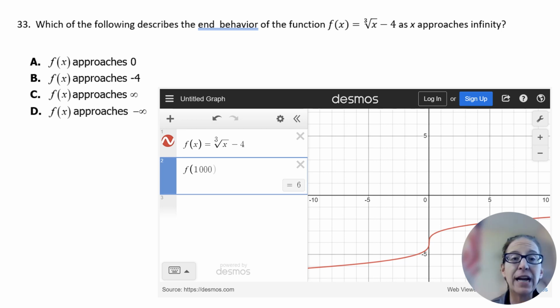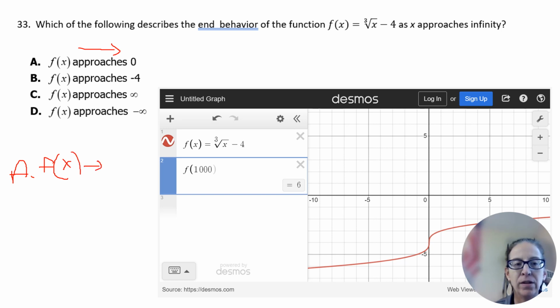All right, so this one I have some mixed feelings about, just in terms of how the question is written. You're probably more likely to see an arrow like that than you are to see the word approaches. So like answer choice A, I think you're actually more likely to see this f of x, and then that arrow and then the 0. And the way you would read that arrow is approaches.